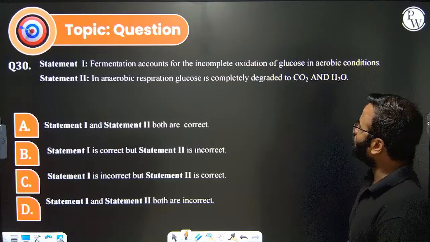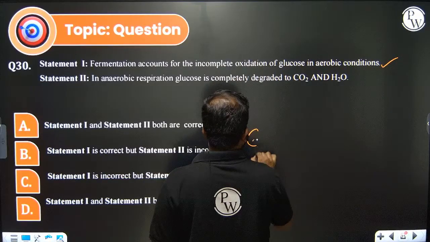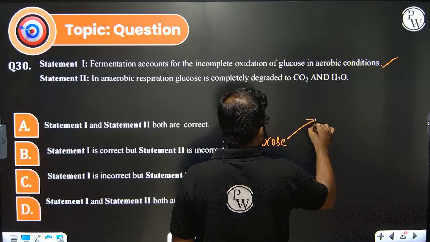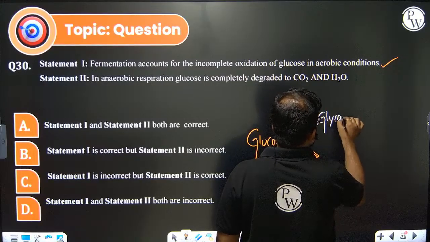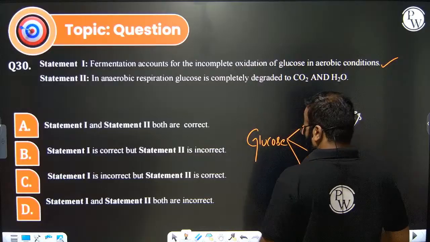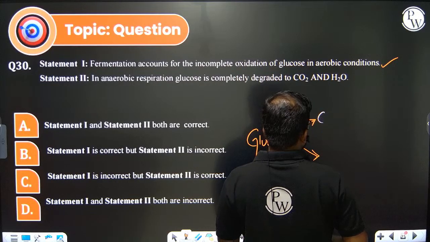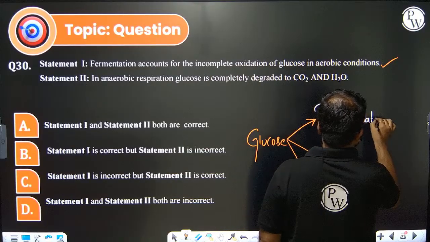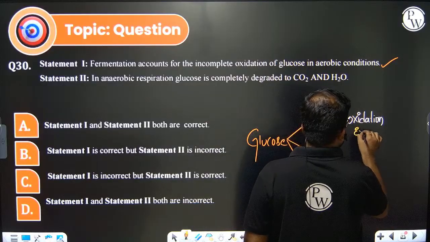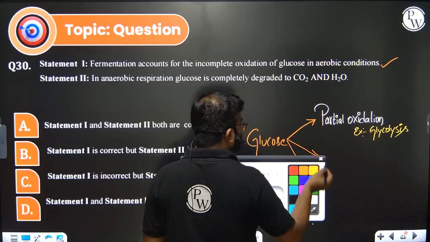Next. Fermentation accounts for the incomplete oxidation of glucose in aerobic respiration, which is true as a statement, right? I just told you, glucose undergoes three kinds of oxidations. What are they? Partial oxidation, example, glycolysis on its own. Remember, glycolysis on its own is partial oxidation.